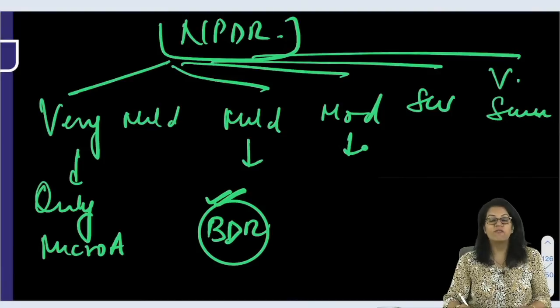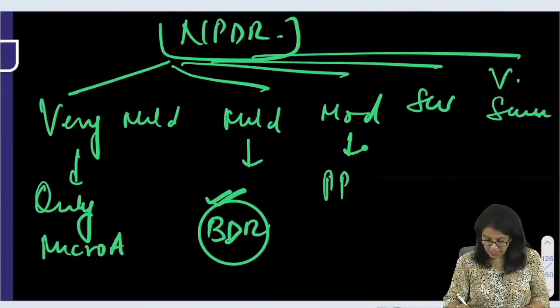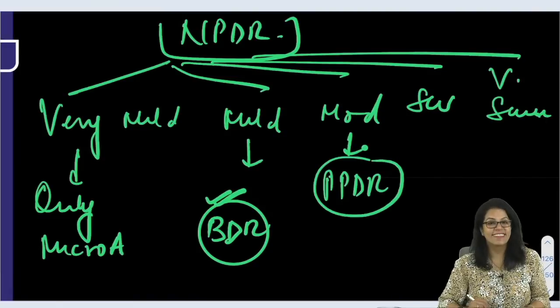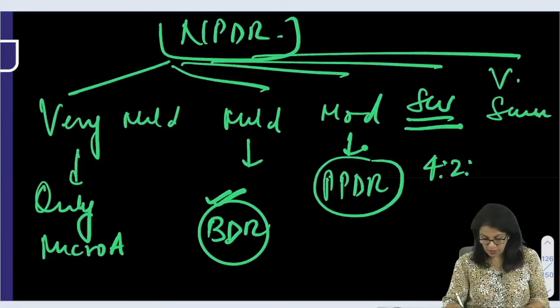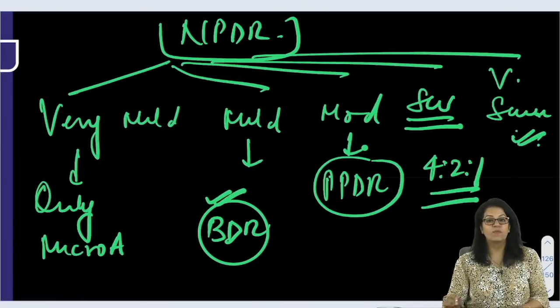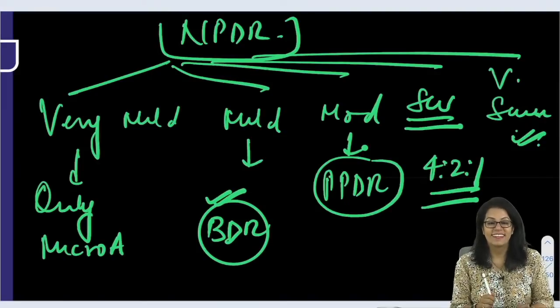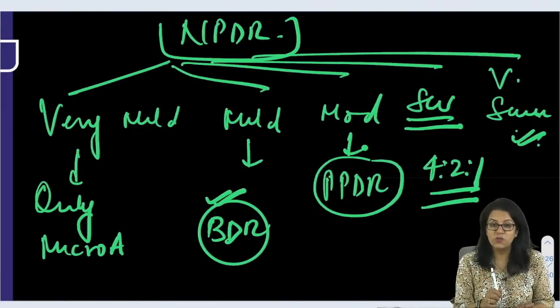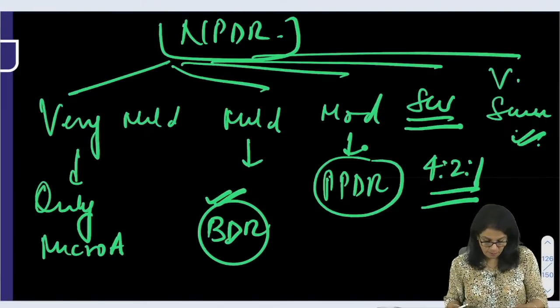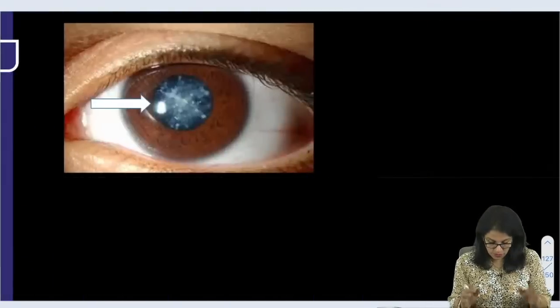And what is moderate? When there is looping of veins, large venous infarcts, these are features of pre-proliferative diabetic retinopathy. And what is severe NPDR? We have learned the 4:2:1 rule, and if more than one criterion is met, it becomes very severe. More than one criterion of the 4:2:1 rule, it becomes very severe. I have taken this in the earlier session also, listen to that as well. Okay.